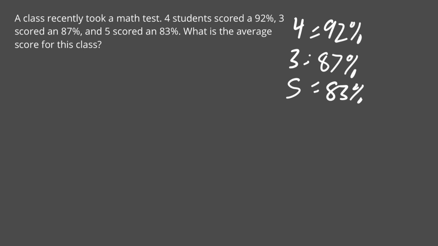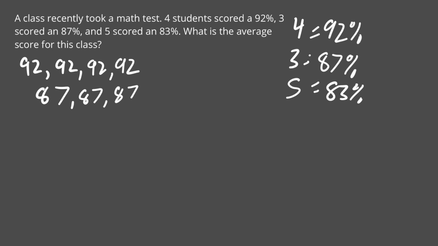There's a couple ways you can do this. You can either multiply the numbers together to get your total, or you can write it all out. I'm going to write it out to show you truly what's happening with this class, but then we'll review how to do this by using multiplication. So writing them out in order, we had a 92, a 92, a 92, and a 92. So there's the 4 92s. We had 3 87s, and we had 5 83s. Okay, there we go. So that is our entire class score.